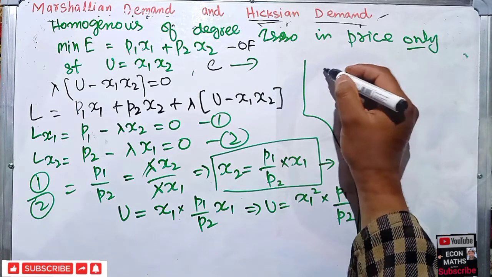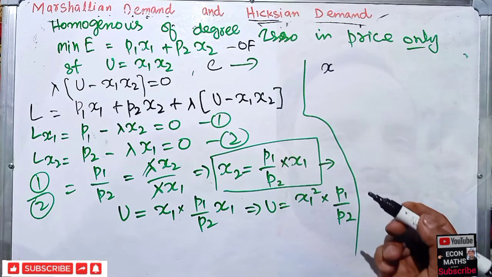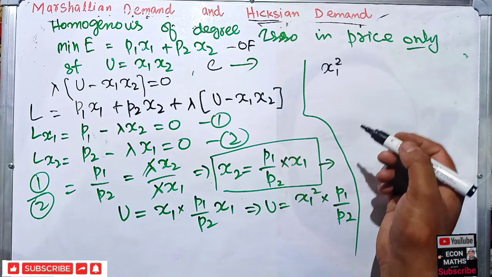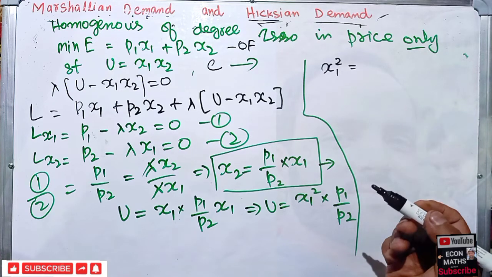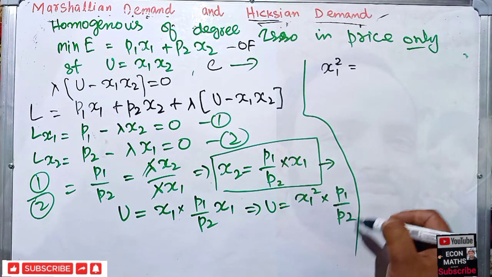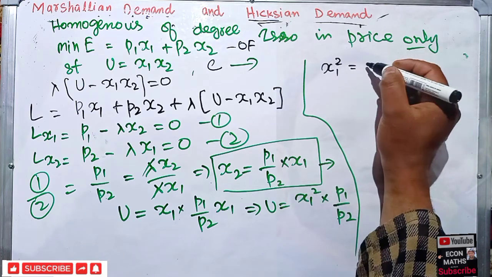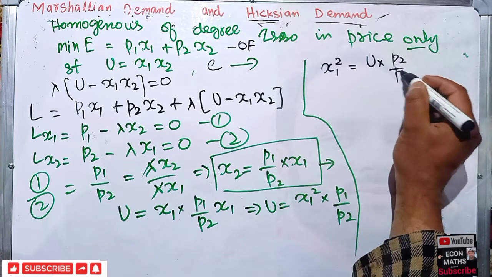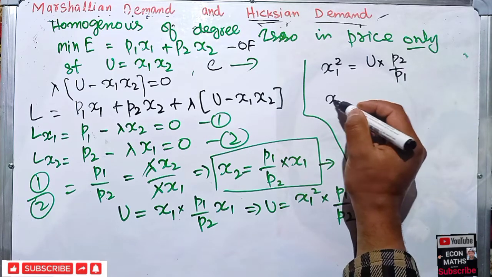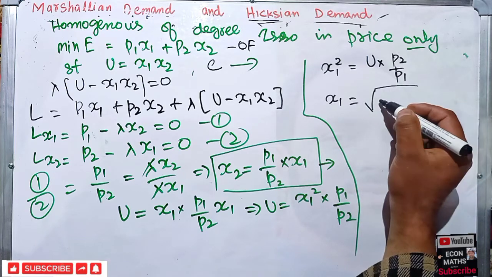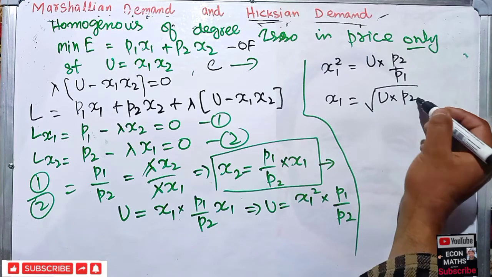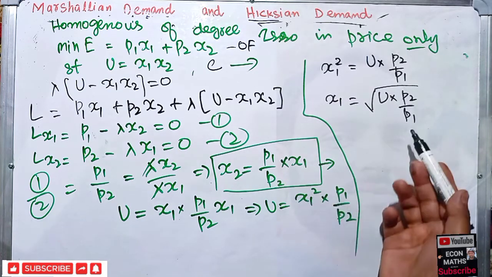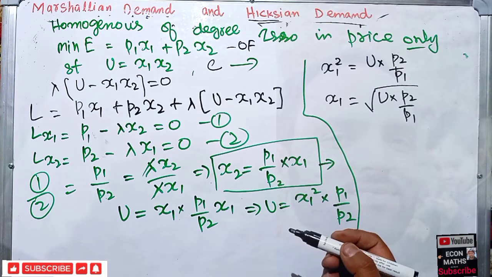Or we can write x1 square is equal to, we transpose p1 p2 here, so this will become u times p2 divided by p1, or we can write x1 is equal to under root of u into p2 divided by p1. This is our Hicksian demand function, which is a function of prices only, the ratio of the prices here we can see.